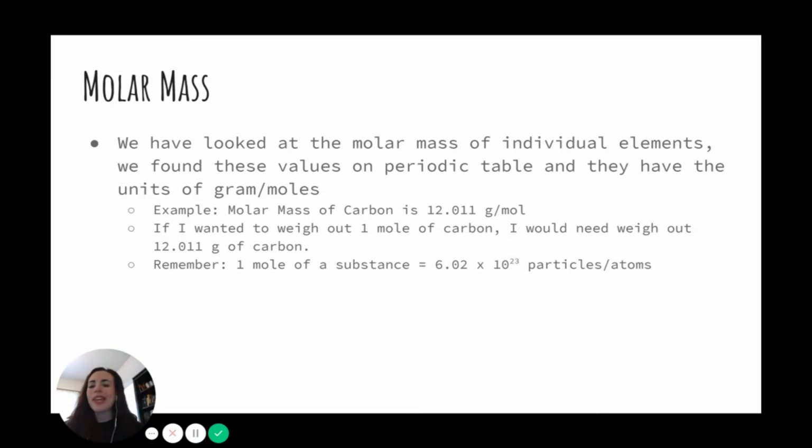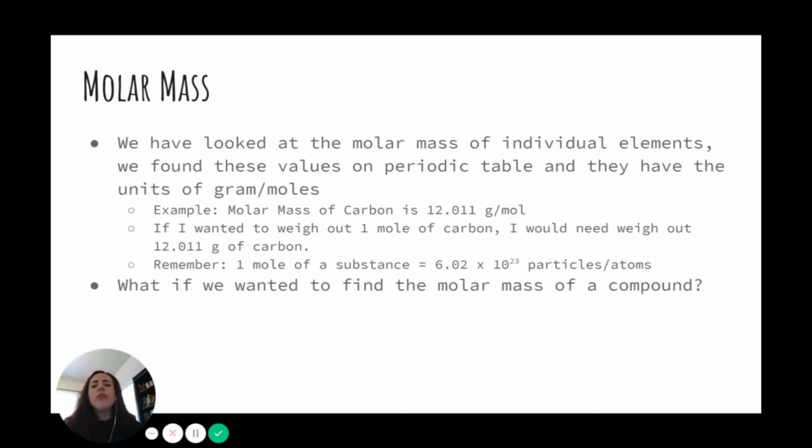Let me also back up. One other thing: remember, 1 mole of a substance is 6.02 times 10 to the 23rd particles or atoms. That's also important because that is the definition of a mole. And remember, we talked about the idea that a mole is a unit that we can use to count anything. If I have a mole of anything, I have 6.02 times 10 to the 23rd of those things. So if I had a mole of coffee cups, I would have 6.02 times 10 to the 23rd coffee cups. You could have a mole of anything and you would always have that amount.